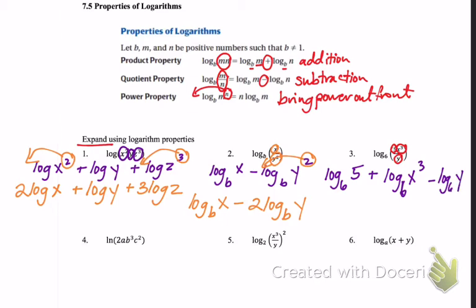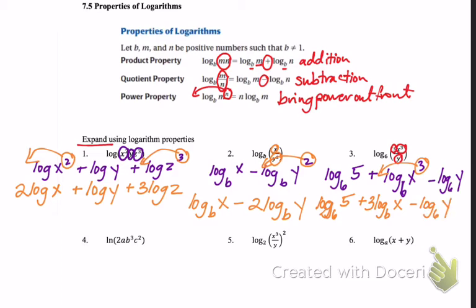And you don't need to put the first two in parentheses. I just usually write it in order. So since my y is on the bottom, then I just do this minus log y last. Then I have an exponent, so I'm going to bring that out to the front. So my final answer looks like log base 6 of 5 plus 3 log base 6 of x minus log base 6 of y.